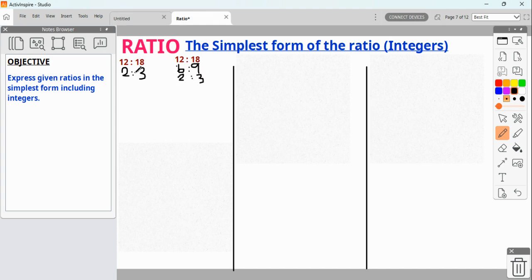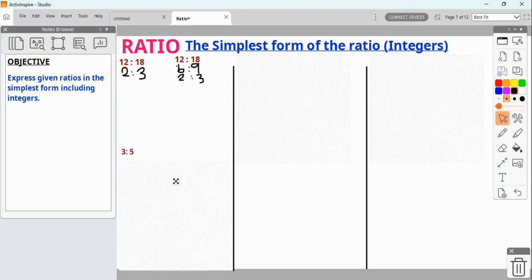Either we solve it directly by 6, the highest common factor, or we solve it first by 2 and then by 3. But the answer is the same. Now let's move to the next example.